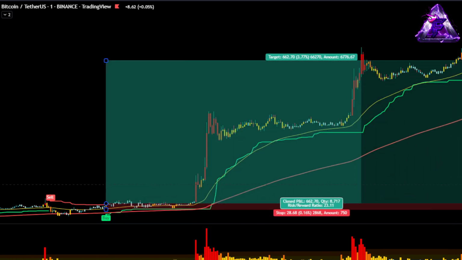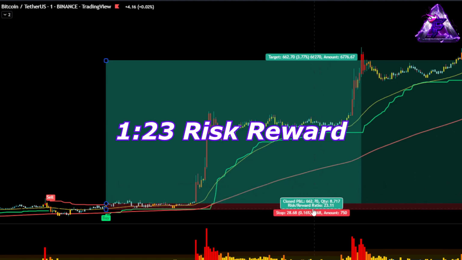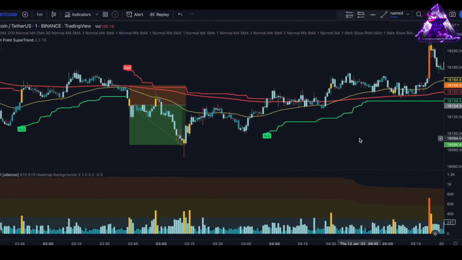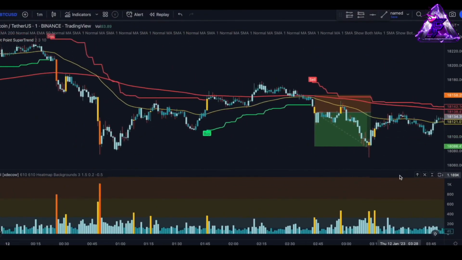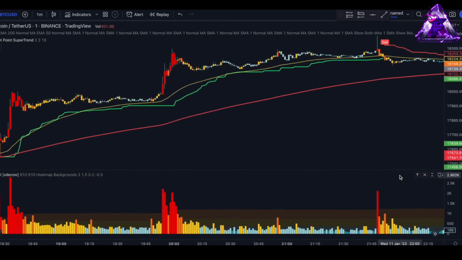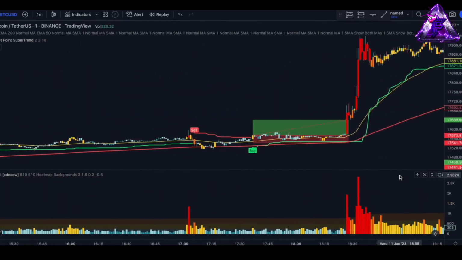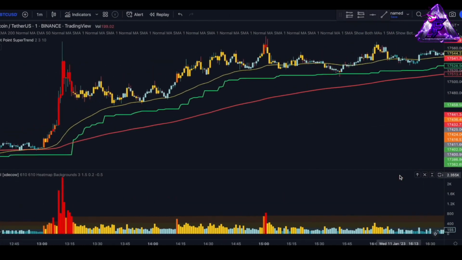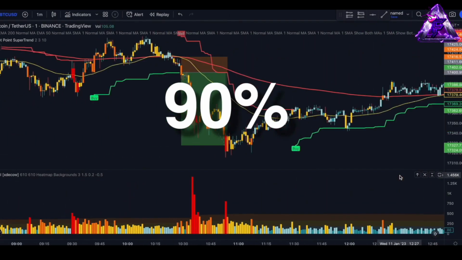With this money management in place, some trades can give you a massive risk to reward ratio of 23-to-1, which is truly unbelievable. We tested this strategy on the price of Bitcoin on the 1-minute time frame. For the past 6 days, the strategy generated 17 wins and only 2 losses. This is a win ratio of almost 90%.